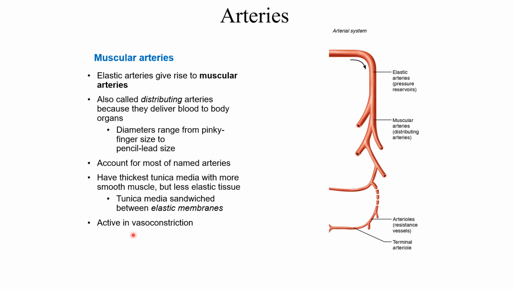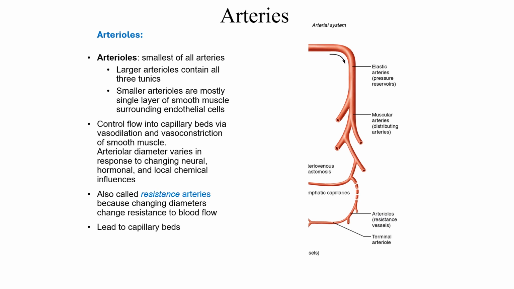And then they are active in vasoconstriction. They vasoconstrict when they get the signals, when they are stimulated. It means they make their lumen narrow. Vasoconstriction is when the vessel contracts and the lumen becomes narrow. And then these muscular arteries become smaller and smaller and smaller till they become arterioles.